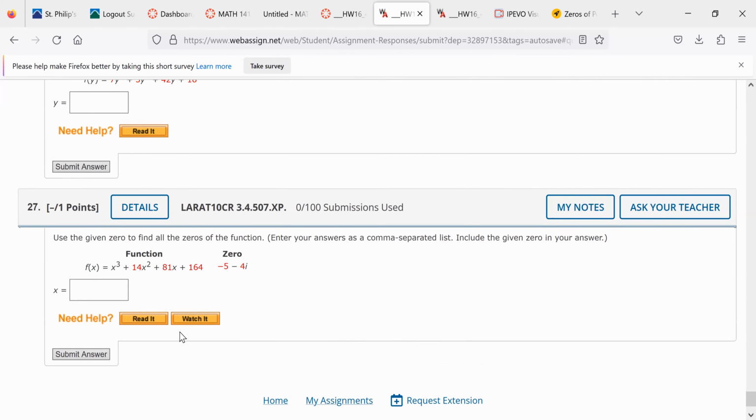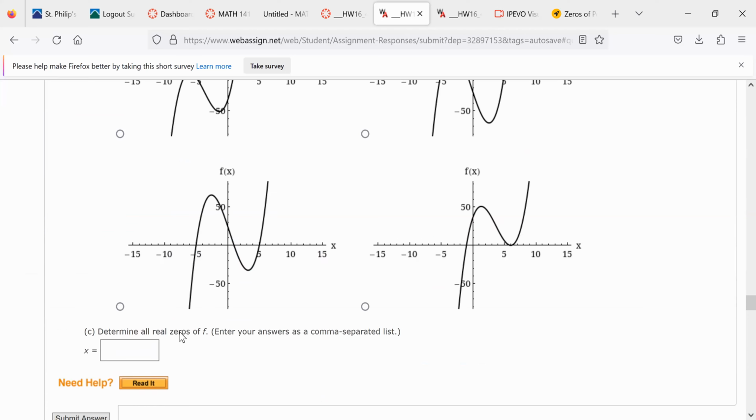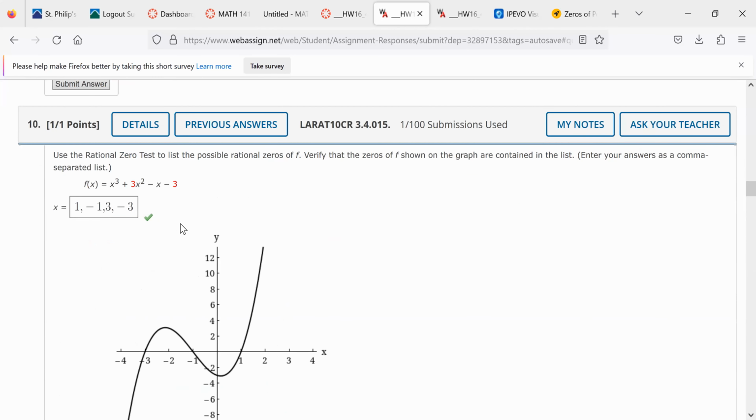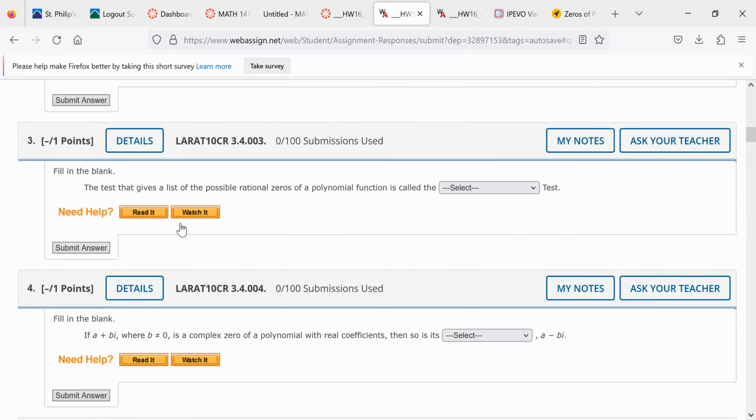Alrighty, we'll stop here for this section. Do you guys have any questions on the other sections? You're doing all right?